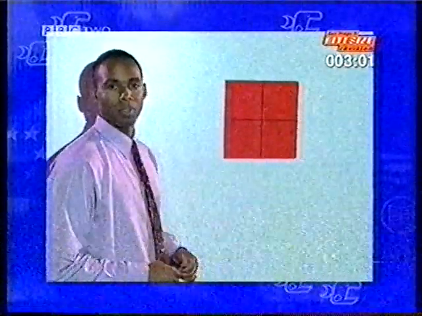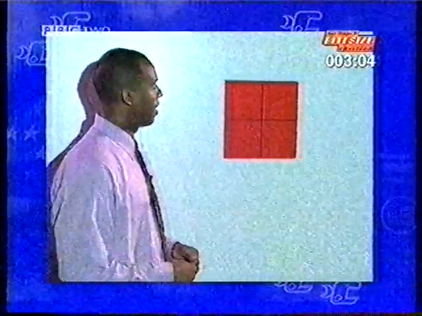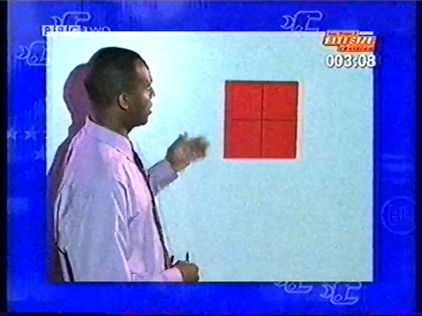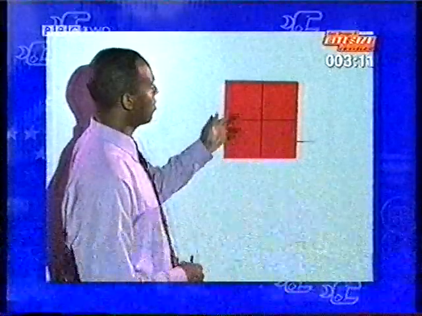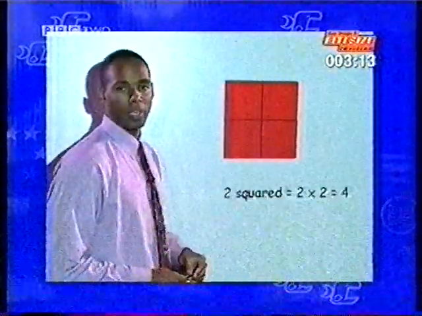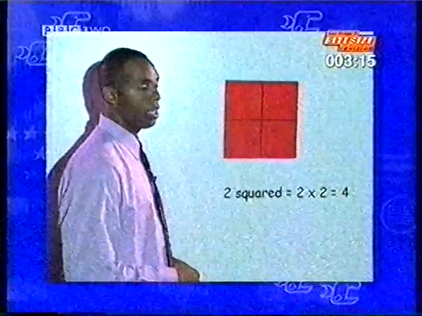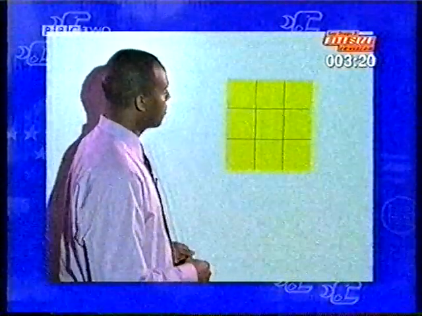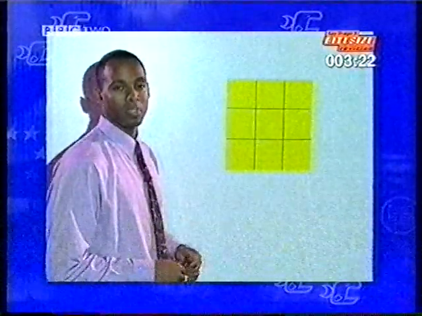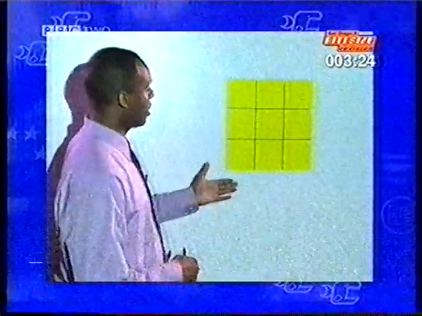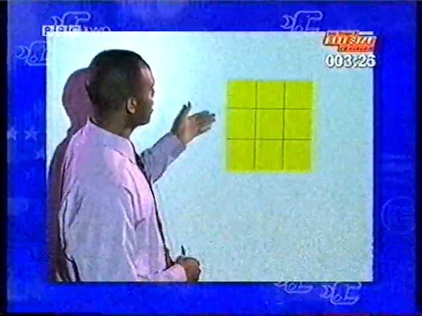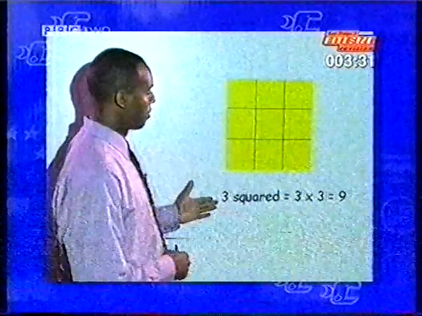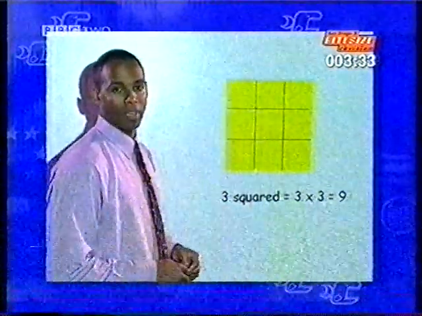2 squared, or 2 times 2, equals 4, and that's because a square of length 2 on each side has an area of 1, 2, 3, 4 square units. 2 squared equals 2 times 2 equals 4. 3 squared, or 3 times 3, equals 9, because a square where each side is 3 units has an area which equals 9 square units. 3 squared equals 3 times 3 equals 9.